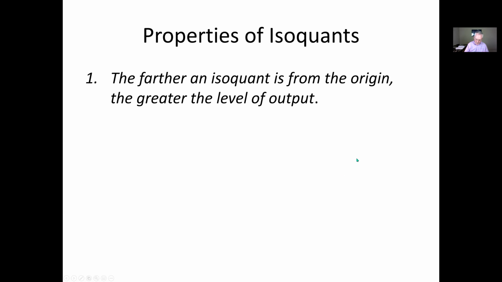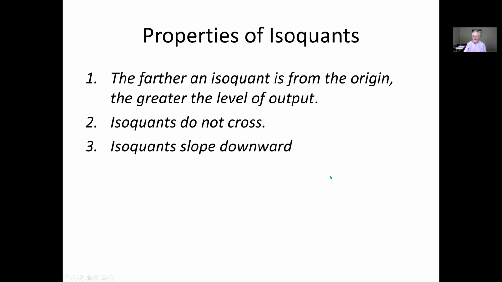Well, again, if we increase both inputs simultaneously, then our output has to increase. So that means that the further we go to the northeast, or away from the origin, the higher is the associated level of output. Isoquants cannot cross. They always have to slope downward as long as marginal products are positive. And as I said, if ever it was true that a marginal product of an input was not positive, then we would consider its use uneconomic at that quantity. So we would reduce its use until its marginal product was again positive at a minimum.